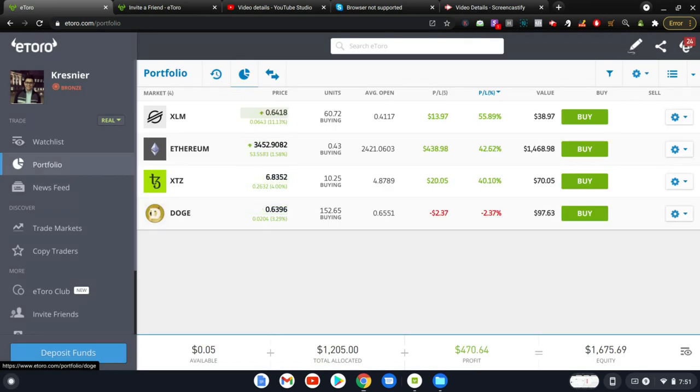But this is where I'm at the moment. This is how much I have invested. This is my current balance. This is how much I have made so far. This is where my current equity is at. So this is my total money, I guess, that I have on my account at the moment. So if I wanted to cash out, this is how much I would get. But yeah, it's pretty straightforward.